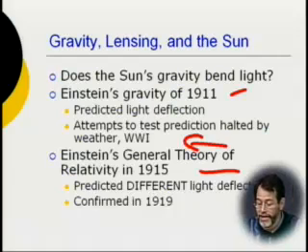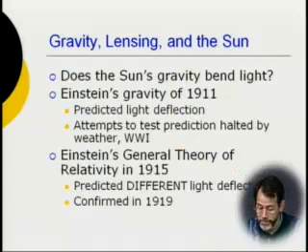There were attempts to test his prediction, and if they had tested it as accurately as they did in the decade that followed, Einstein would not have been as popular a name as he is today. They were not able to do it because the weather and World War I got in the way of accurate testing of their predictions.